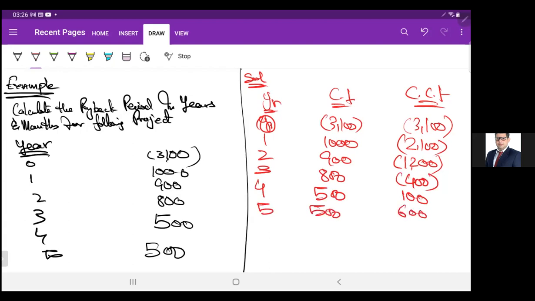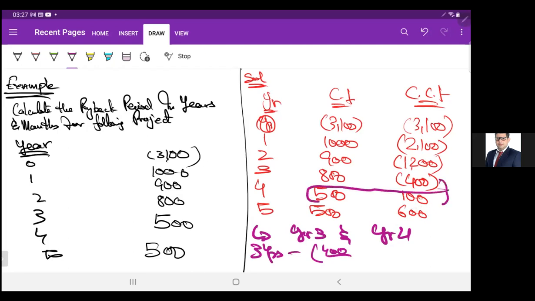So payback is between year 3 and year 4. In other words, during year 4, right? If we assume a constant rate of cash flows throughout the year, we could estimate the payback will be 3 years plus 400 divided by 500.